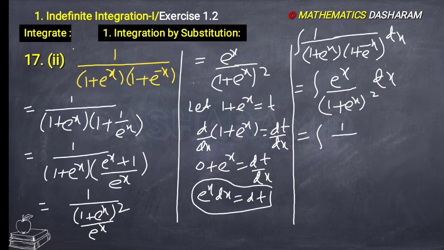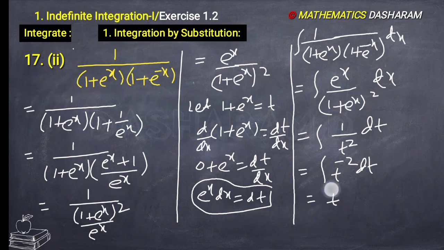First, 1 by (1 plus e power x) is selected as t, so minus dt by t square equals e power x dx. So it is equal to integration of t to the power of minus 2 dt. Now here apply the integration of x to the power of n formula, that is x to the power of n plus 1 by n plus 1. So t to the power of minus 2 plus 1 by minus 2 plus 1 plus c.